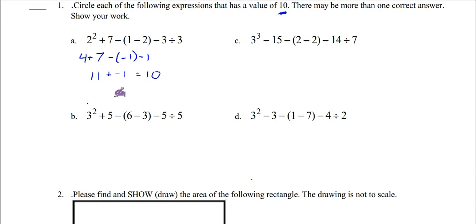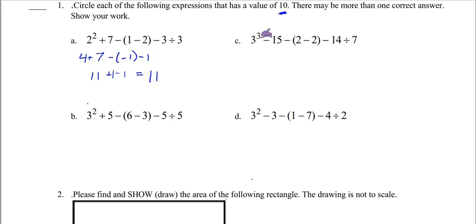right? Plus 1 minus 1, so they cancel each other out. So 11 plus 1 minus 1 is 11. Hopefully you were a little confused by that, because I should have gotten 11 from the beginning.